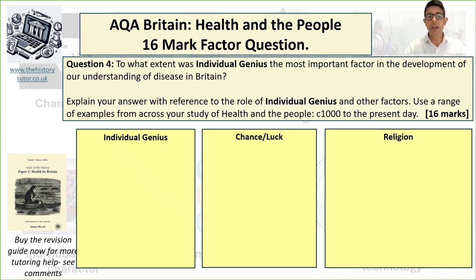Now what I'd like you to do is have a think about these 3 factors and see if you can find some examples in your revision guide notes and fill in some really good examples about how individual genius, chance/luck, or religion leads to development in understanding of disease. Here's a little tip: I'd be starting with Louis Pasteur if I was doing individual genius. All right, away you go.